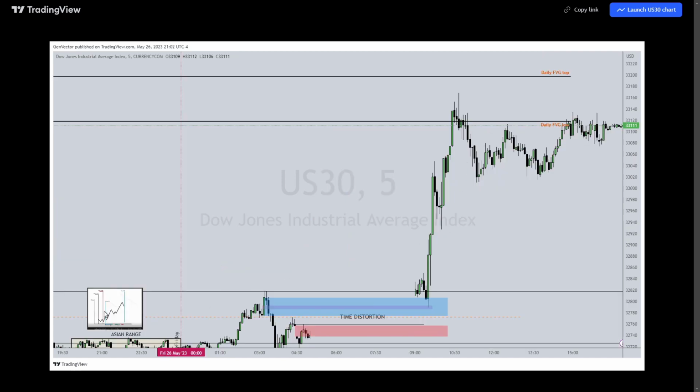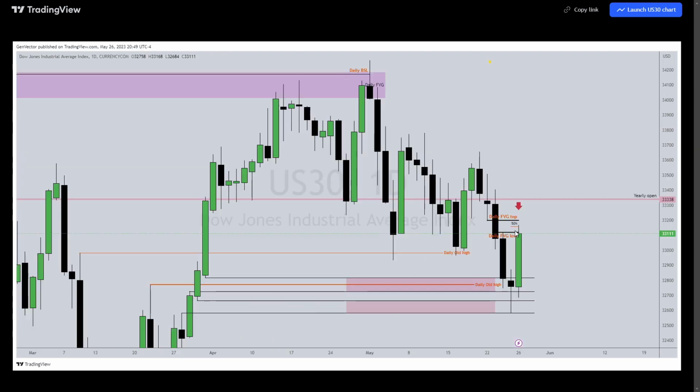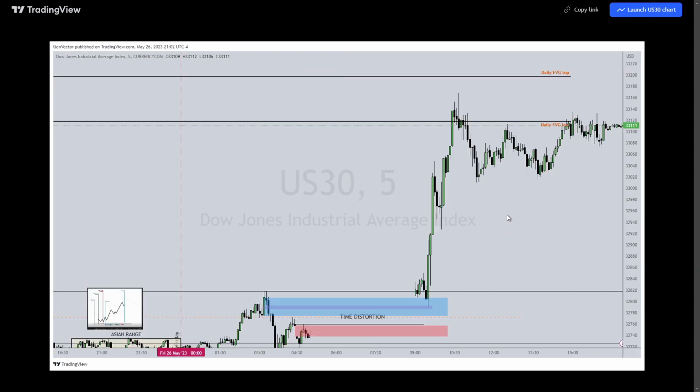So price runs up, and we're looking for down here in the bottom left corner this leg up to kick off in New York. So we have the AM model complete, and it runs to that daily fair value gap and the 50% mark. So that's going back to the daily chart. That's this daily fair value gap here where price ran into, and the 50% mark.